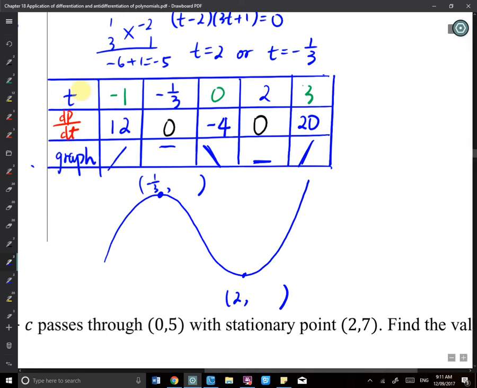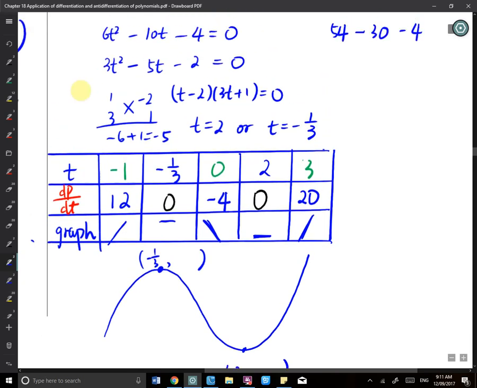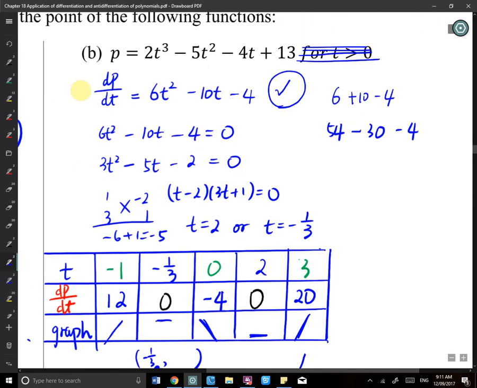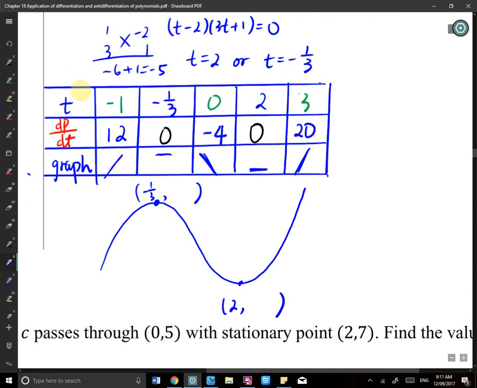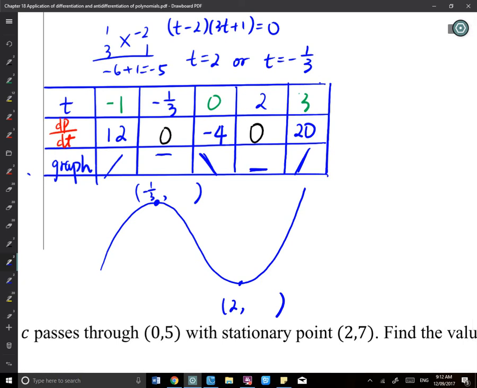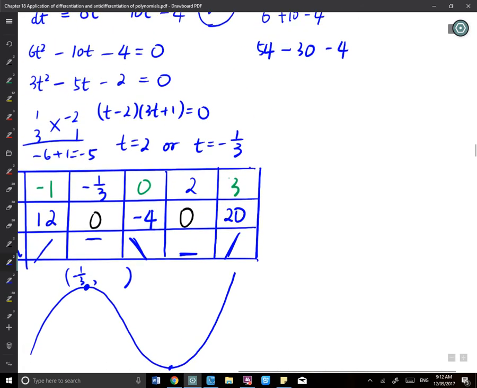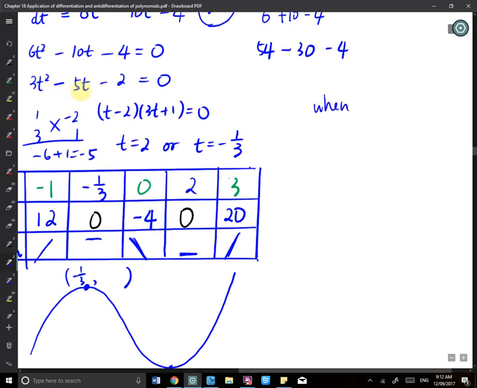That's 20? Yeah, because I put 3 into the derivative and I calculate that's 20. So it's positive. So negative a third is here, 2 is here. So at 2 is a local minimum and at negative a third is a local maximum. Okay, so I need to work out the y values. So I'll say when t equals negative a third, p equals 2.